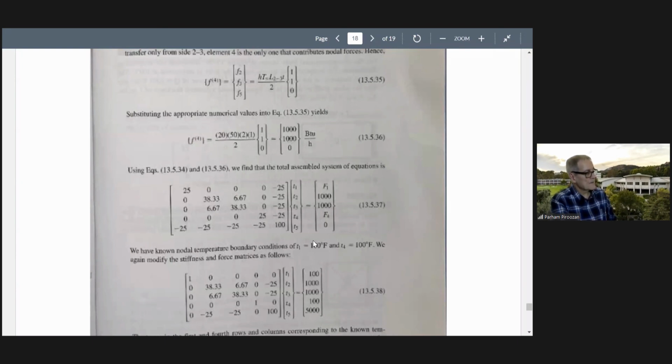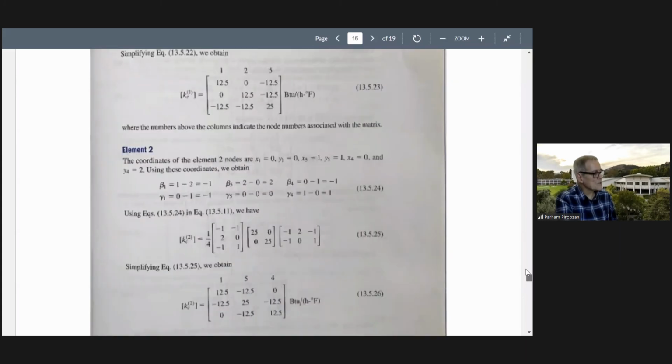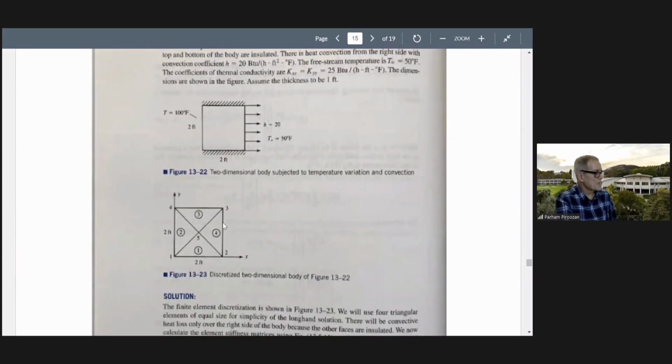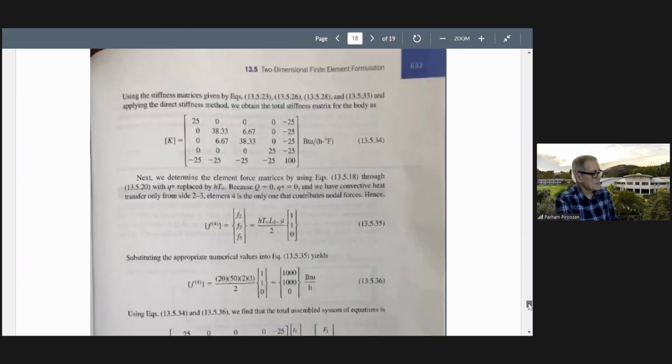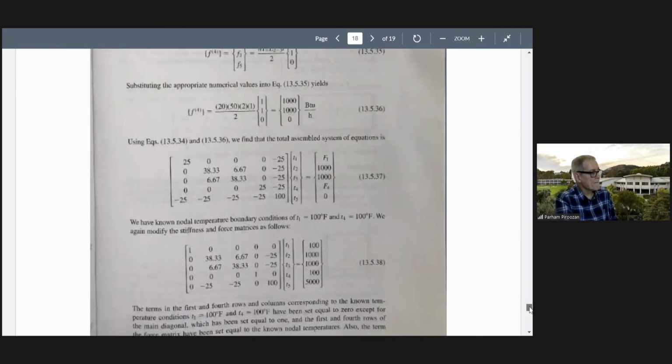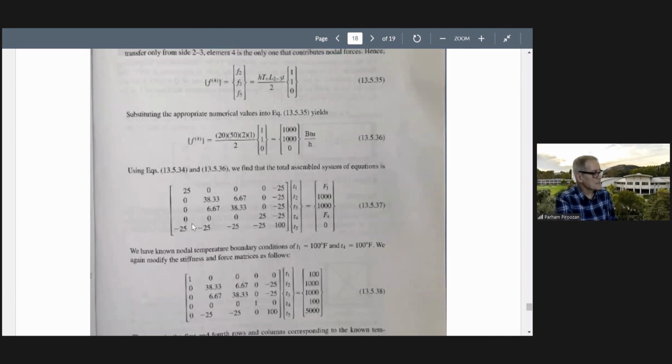We have 5 nodes. How many degrees of freedom per node? This is a 2-dimensional heat transfer problem. We have five nodes, 1 degree of freedom per node, that's just temperature. So again, our global stiffness matrix will be 5 by 5. That is this one, 5 by 5. This is the temperature vector.